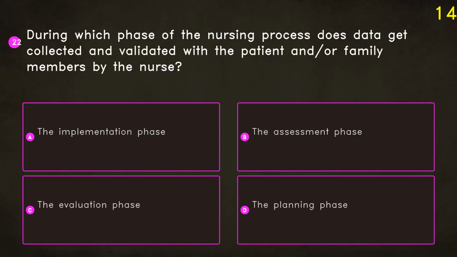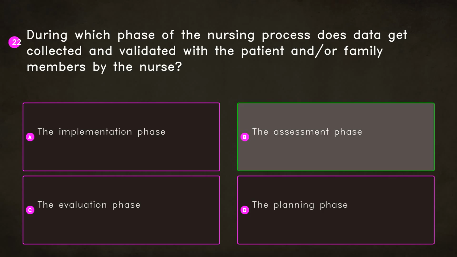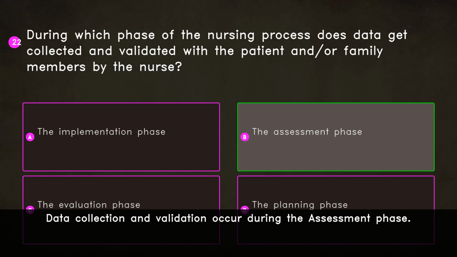Question 22. During which phase of the nursing process does data get collected and validated with the patient and/or family members by the nurse? A. The implementation phase. B. The assessment phase. C. The evaluation phase. D. The planning phase. The correct answer is the assessment phase. Data collection and validation occur during the assessment phase.